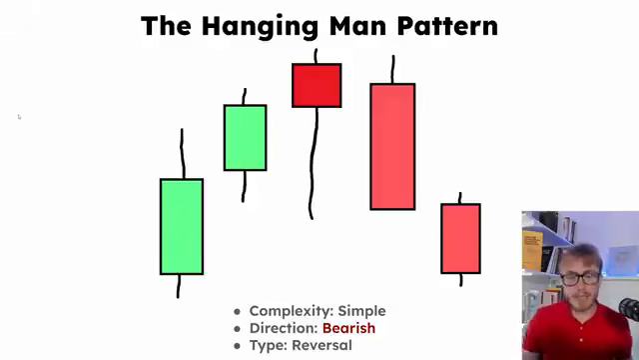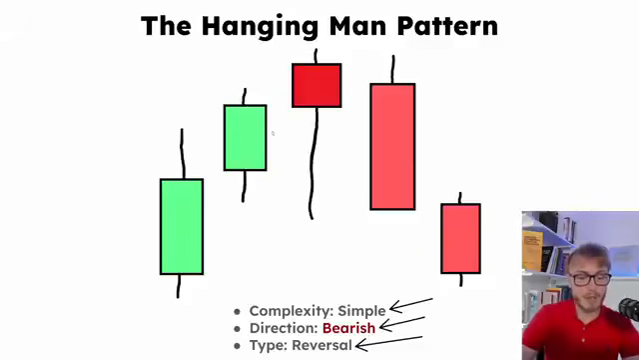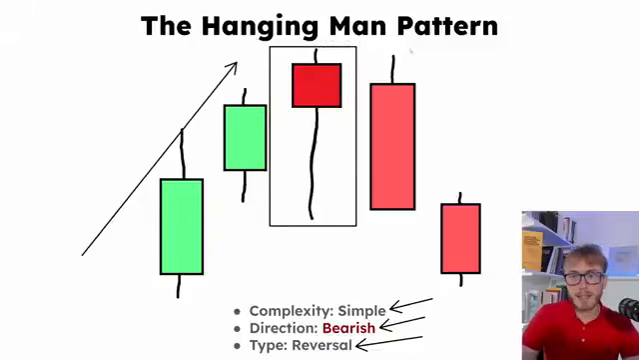Alright, so now let's take a look at the hanging man pattern. The hanging man is a pretty wild name, but the pattern is a simple pattern. It consists of only one candlestick. The direction here is bearish and the type is a reversal. So before the pattern appears, we have an uptrend. Then this right here is the actual pattern. And the goal here is to reverse the price to the downside.